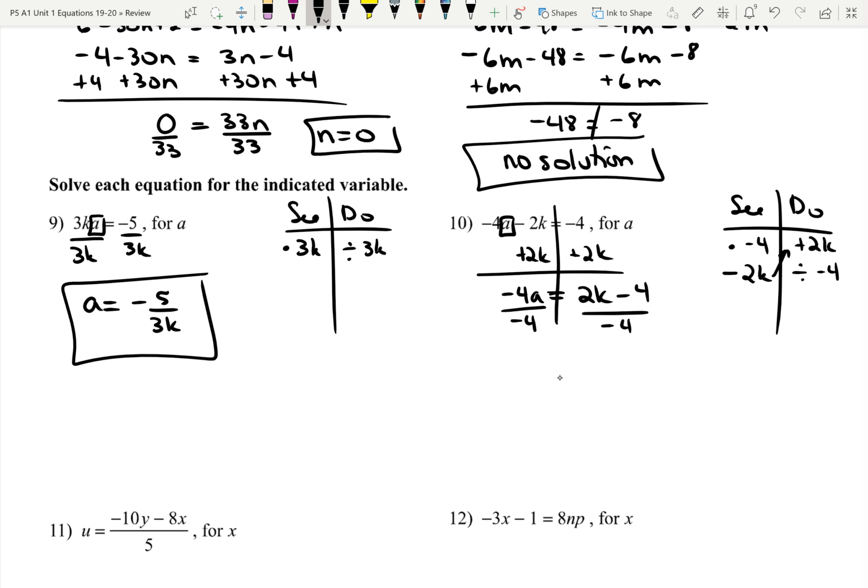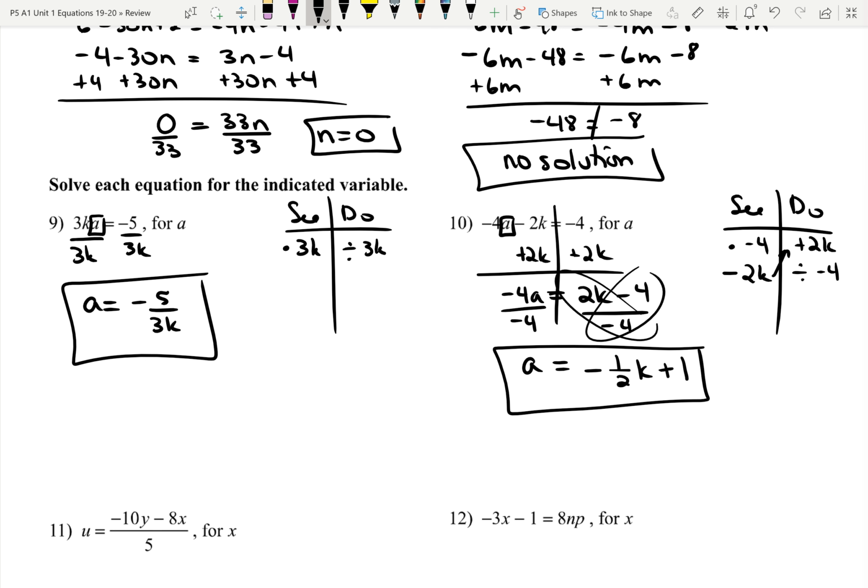On the left, we see that negative 4 divided by negative 4 equals 1, since anything divided by itself is 1. So a is equal to, over here, we're going to divide. A positive divided by a negative will always turn out negative, and 2 and 4 reduce to 1/2. So we have negative 1/2 k. Negative 4 divided by negative 4 is going to leave us a positive, because that's a negative divided by a negative. And we know that anything divided by itself equals 1, so that's a positive 1.